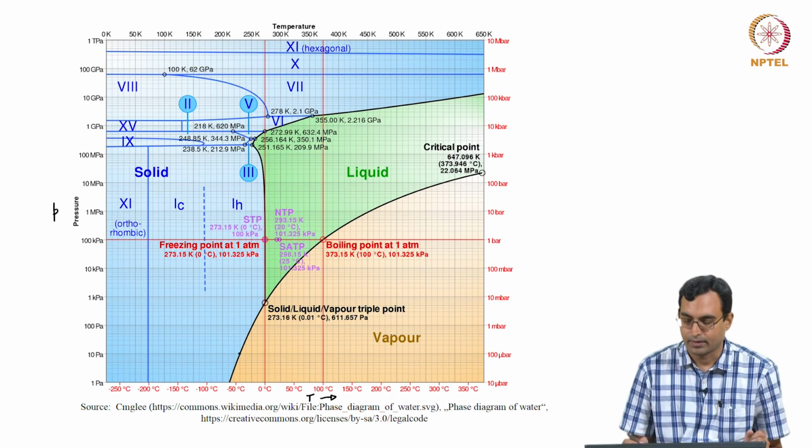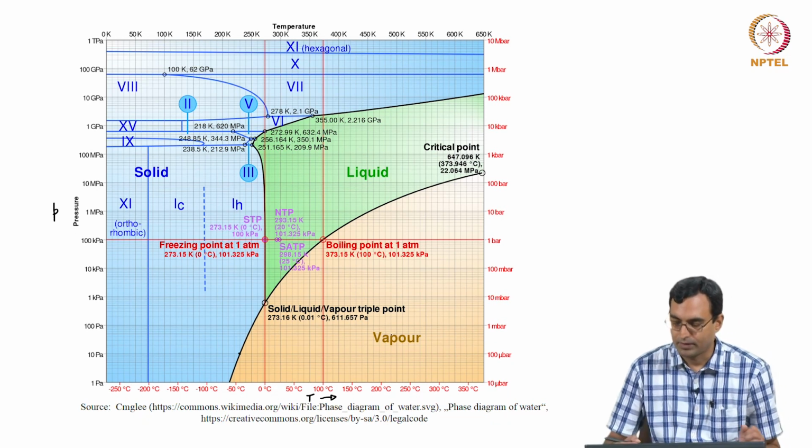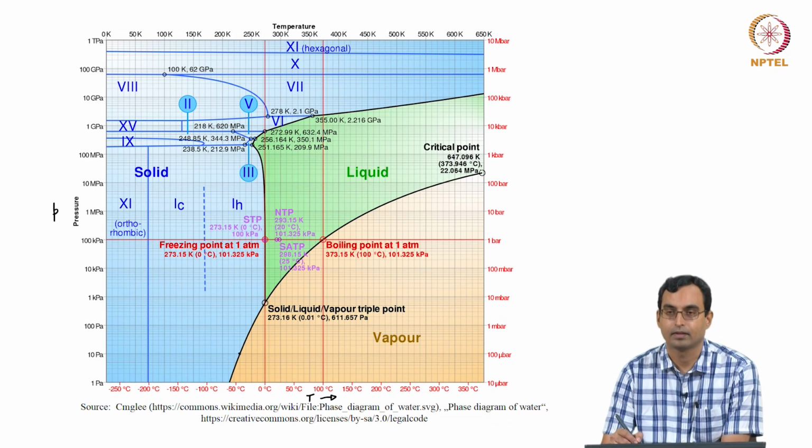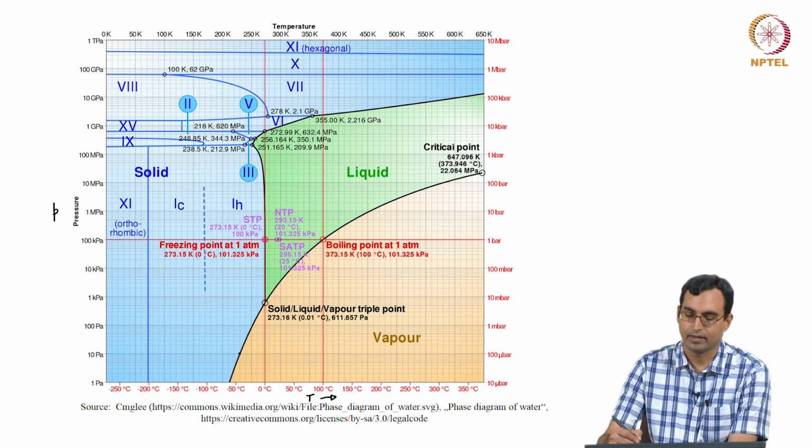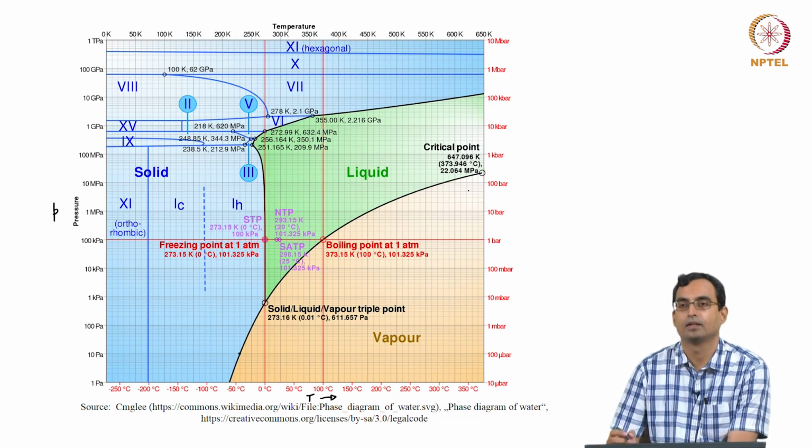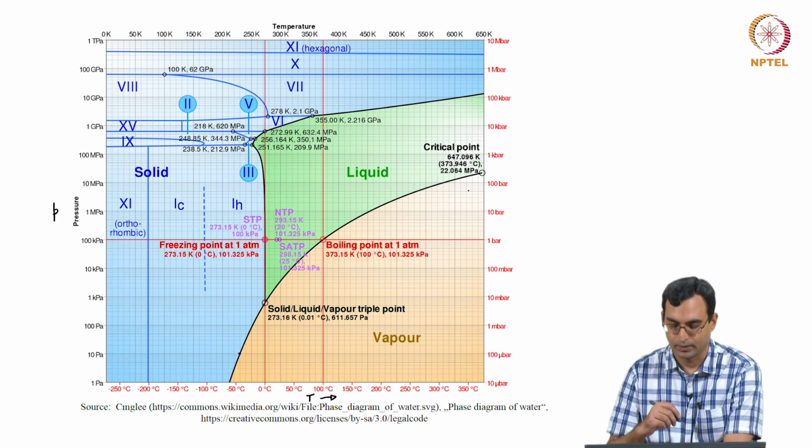So, we can have this process as well, and we do have the critical point somewhere beyond which we do not have a distinction between the liquid and the vapor. So, we call it a supercritical fluid.